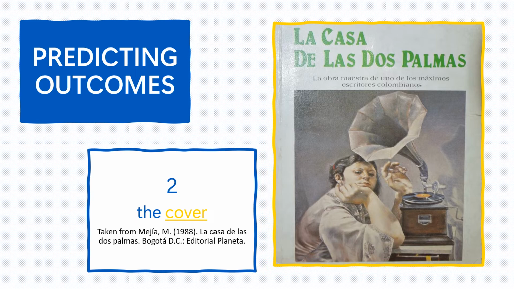But if you don't know anything about that comic, well, your predicting outcomes will be so poor. Let's continue. Number two, the cover.